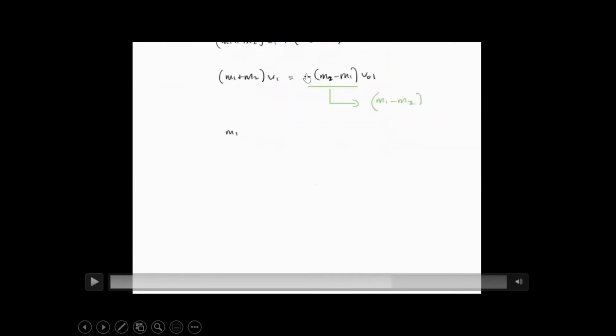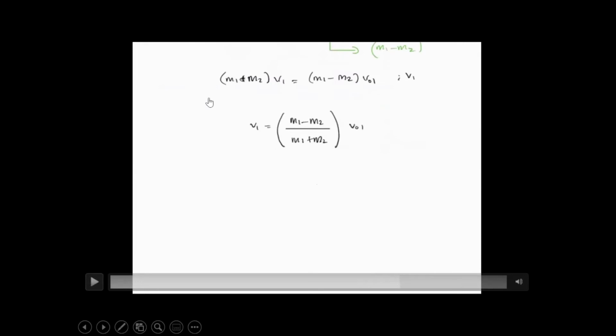All right, so if you distribute the negative, M2 is going to have a negative in front of it. Negative times negative is going to be positive. So I just changed that side of the equation a little bit, and then isolate V1. This is the final speed of the vehicle, expressed in terms of its initial speed. Cute. Now I know what happens to the vehicle. I know what the final speed of the vehicle is going to be.